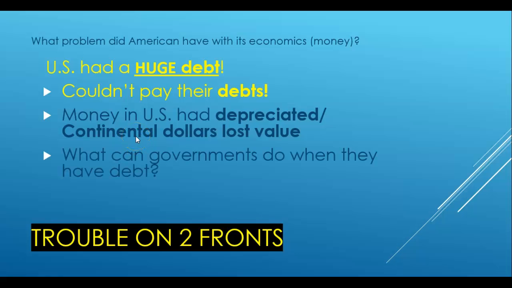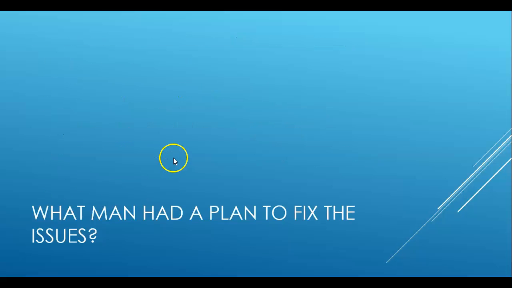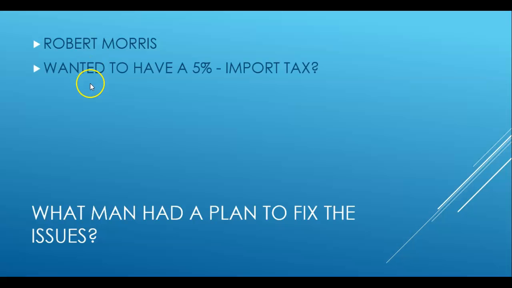So let's ask this question, what can governments do when they have a debt? Well, they have to create a tax to raise revenue. The problem is, and we're going into the last questions, what guy had a plan to fix it? Now, some people just went with Washington or Hamilton. No. It's a guy you never heard of before, but if you were around at the time, you would recognize the name Robert Morris. He was considered the financier of the American Revolution. And he came up with a plan to have a 5% import tax, what we call a tariff today.